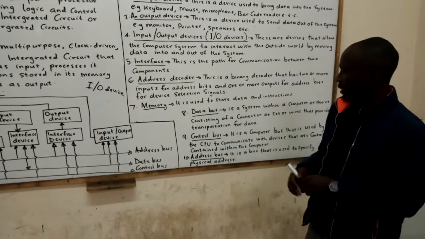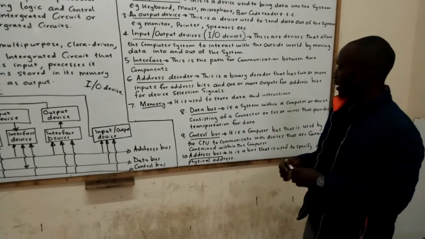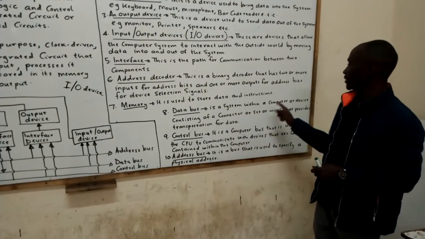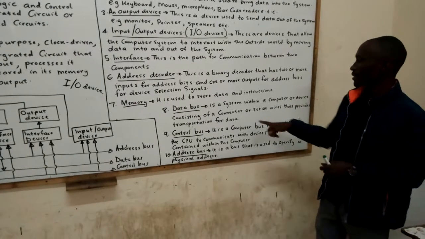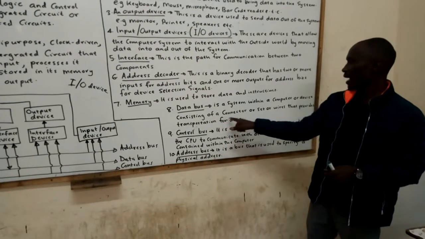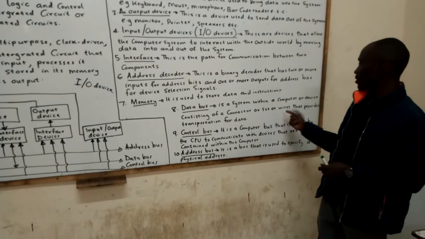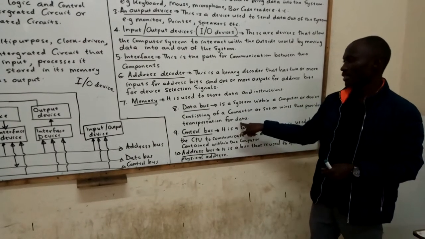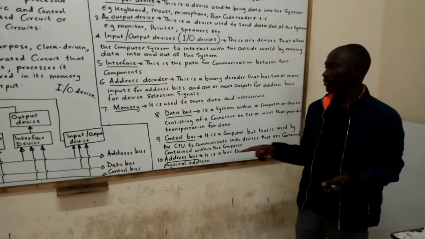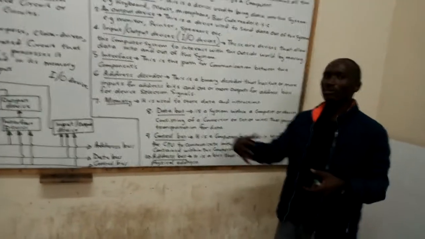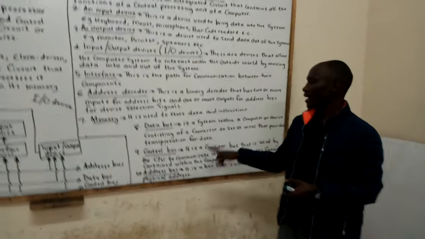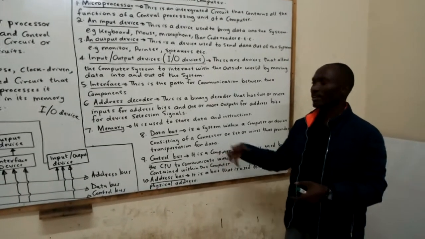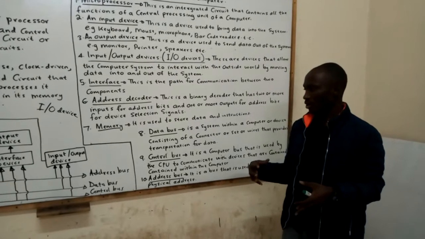Let's go to the other to discuss this. The first one is the data bus. The data bus is a system within a computer or device consisting of a connector or set of wires that provide transportation of data. So in simple terms, the data bus consists of many wires that carry data, and we normally transport this data to various components in a microcomputer.